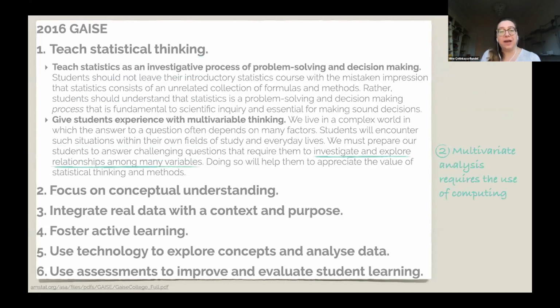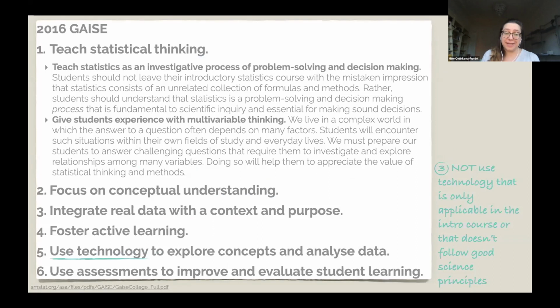The guidelines also talk about relationships among many variables, and that means multivariate analysis, meaning we need to use computing. Now, that doesn't mean you have to write code per se, that particular guideline, but it does mean you need to use some sort of computing. It also says use technology, and I think about technology as not technology that is only going to be applicable in the intro course or that doesn't follow good science principles. I think especially for teaching data science, we can push ourselves to align with what folks who are doing data science are actually using.